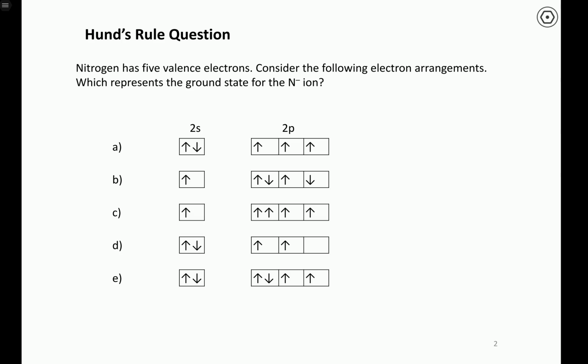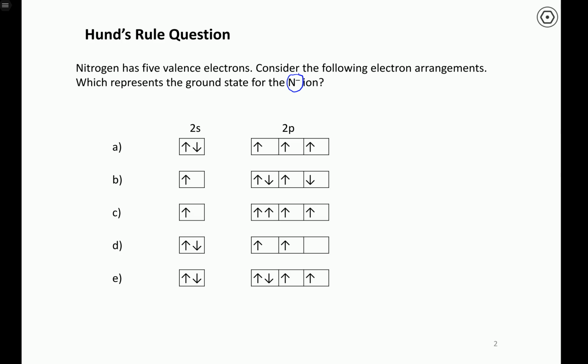So one of the requests was, nitrogen has 5 valence electrons. Considering the following electron arrangements, which represents the ground state for the N- ion? So we have not specifically talked about ions yet, but we will in the near future. However, it's not too much of a stretch to realize that when we're dealing with the electron configuration of ions, we just need to add additional electrons if it's a negative ion, or we need to subtract additional electrons if it's positive. We learned very early on how to determine the number of electrons in an ion, and now we're just arranging those electrons into the most stable configuration, which we know how to do for neutral atoms, and it's really the same process for ions.